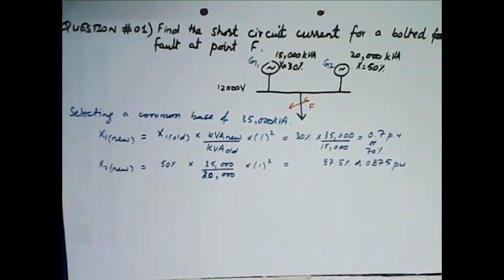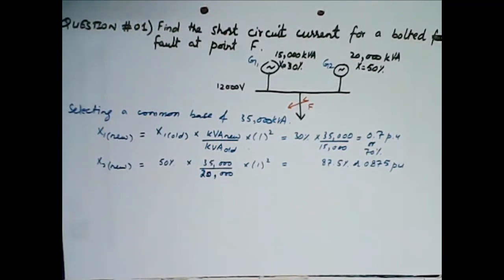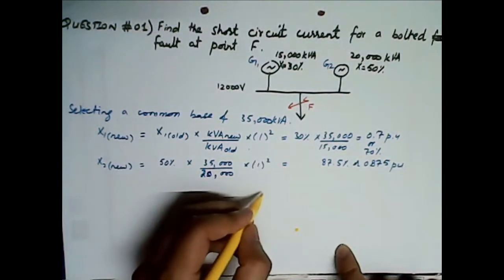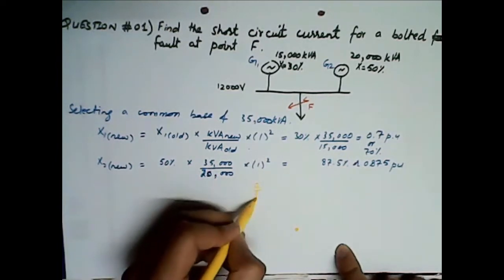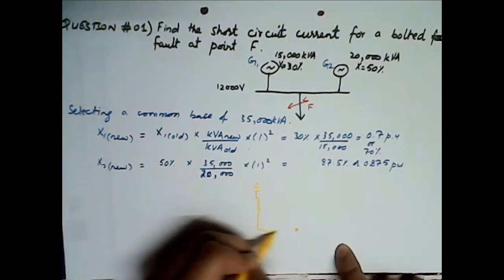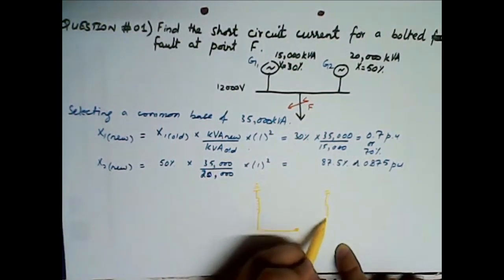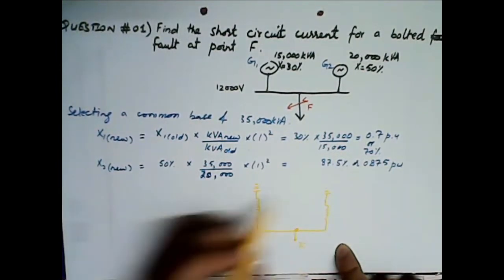We need to draw the equivalent circuit for this figure. So what will be the equivalent circuit, or we can say the reactance diagram, for this figure? This is the fault point, right? This is generator 1 reactance. This will be ground from 1. Resistance is not given, so we will be ignoring it. And this is x2. Basically this is the fault point, point F.